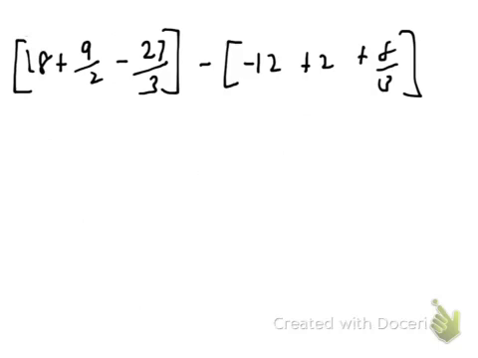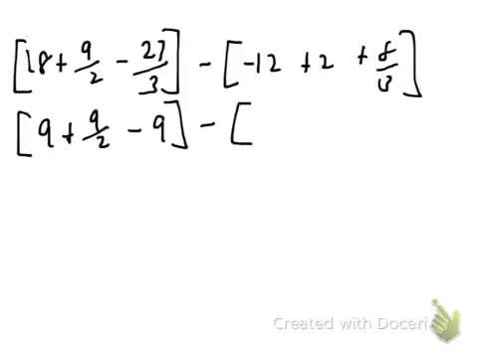Tidy things up here now, we get 9 plus 9 on 2 minus 9 minus, so we've got negative 12 plus 2 plus 8 on 3. We might just leave it at that for the moment, and then we'll get everything together in the next line.